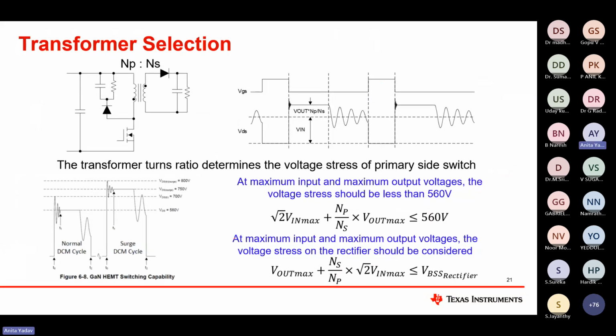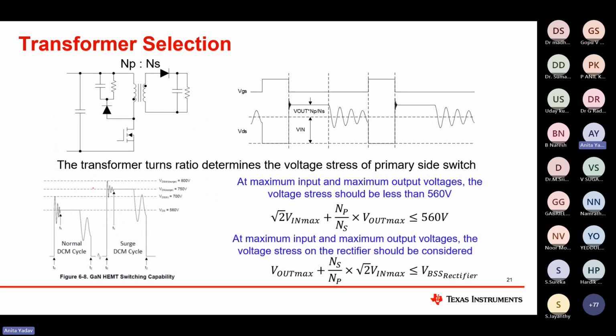Now, next we are moving to the transformer selection. Here I'm not talking with respect to the transformer design. Instead, we are talking with respect to how to select the transformer. There are 2 to 3 parameters needed while selecting the transformer with respect to the UCG 28826 device, as it has the GaN FET inside, which is rated for 700 volt.